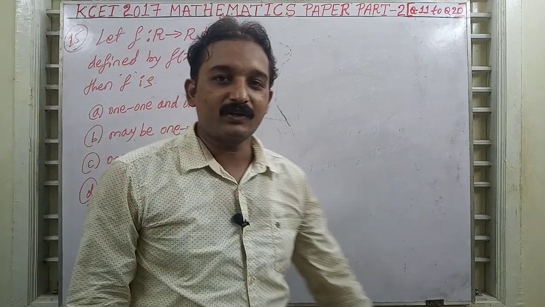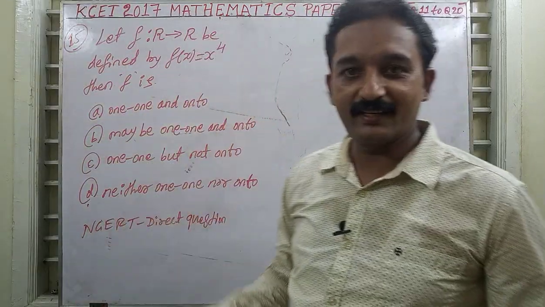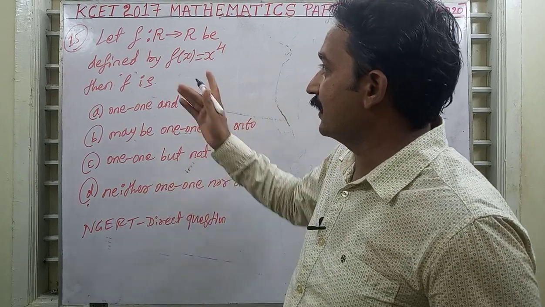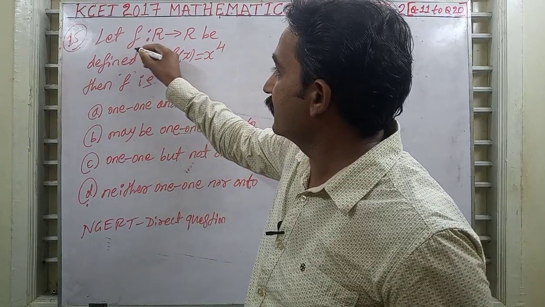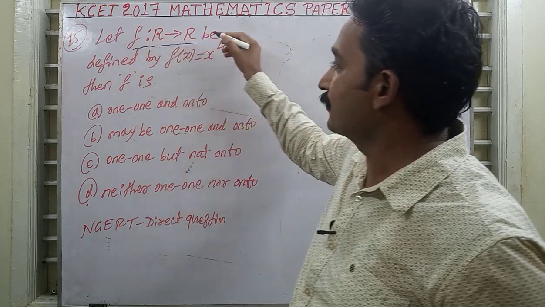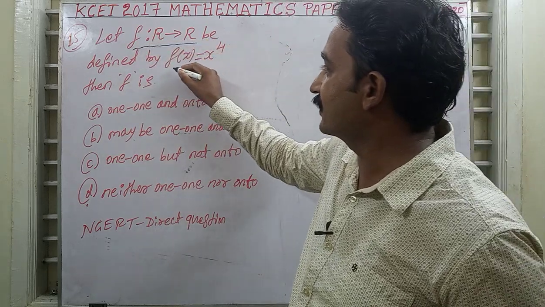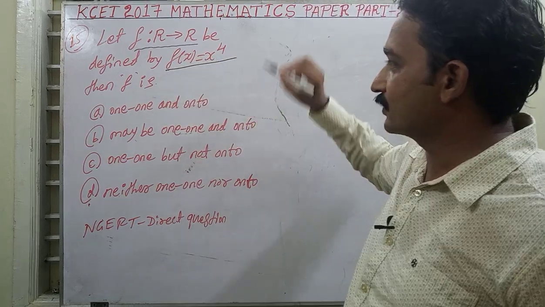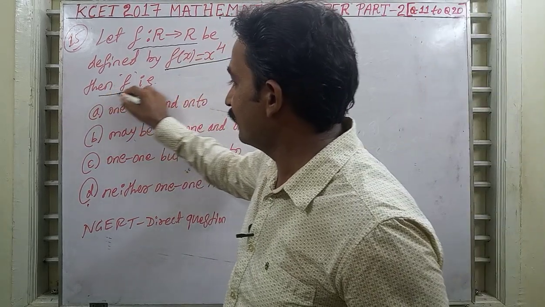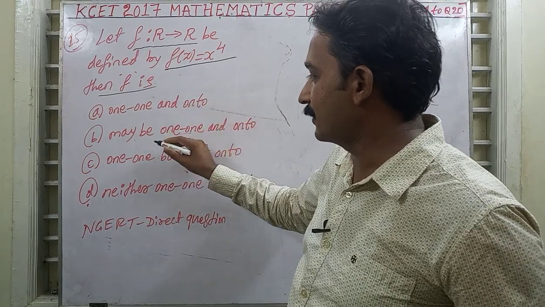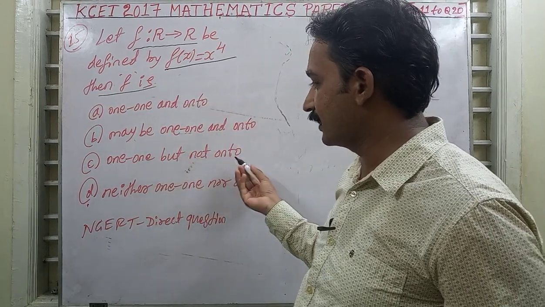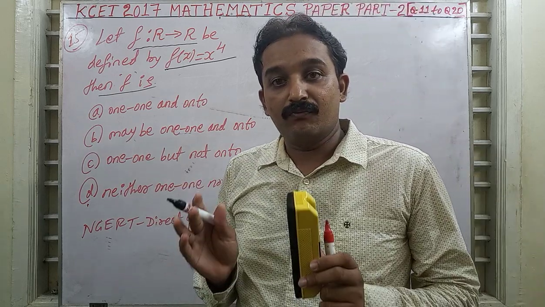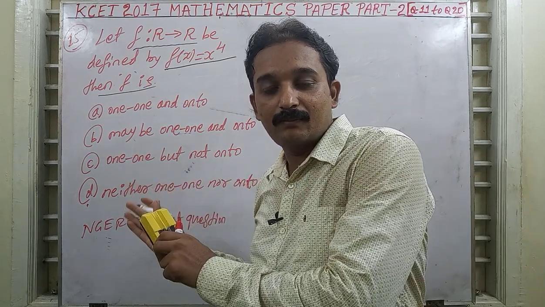So now let us move on to the next question, question number 15. This question is based on, once again, the function chapter. So let f from real numbers to real numbers be defined by the function f of x is equal to x to the power of 4. Then f is what? One-one onto, one-one but not onto, or neither one-one nor onto. Usually they ask 5 or 6 questions on this chapter in KCET.